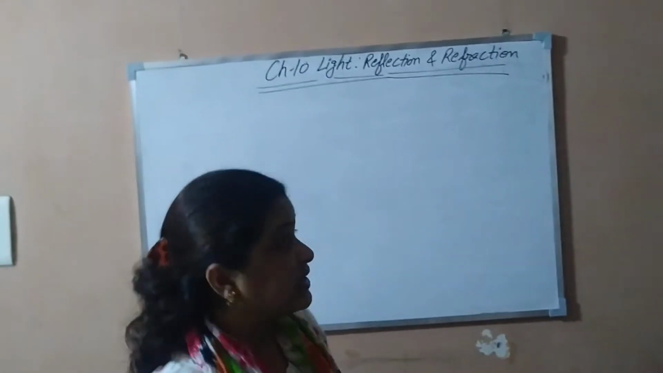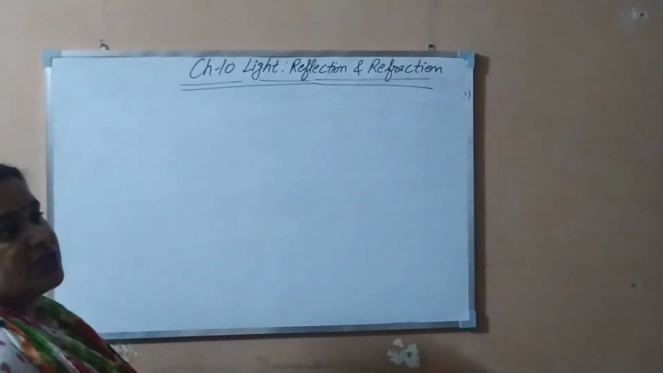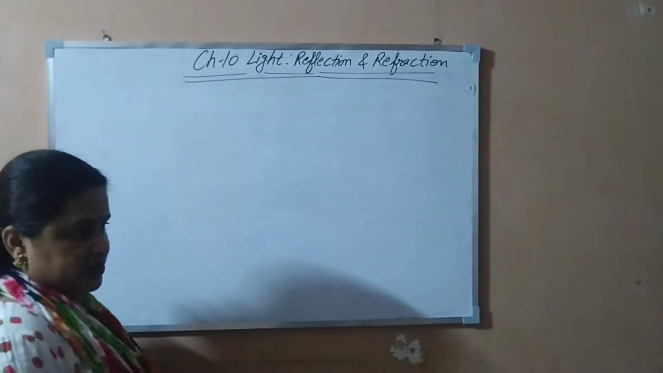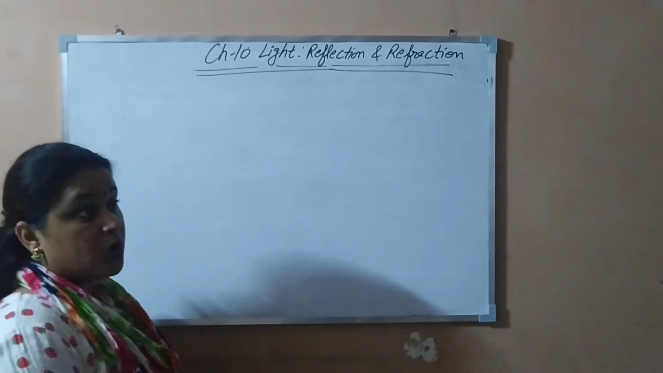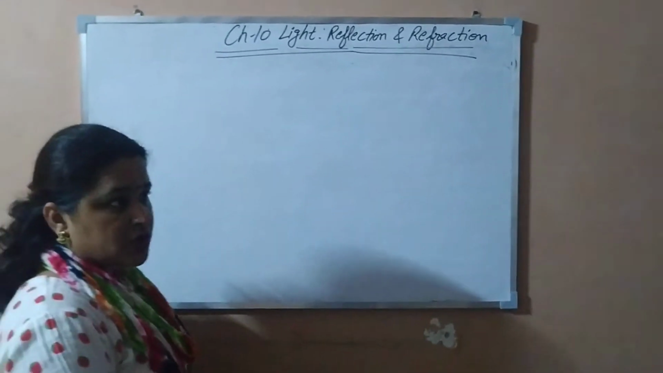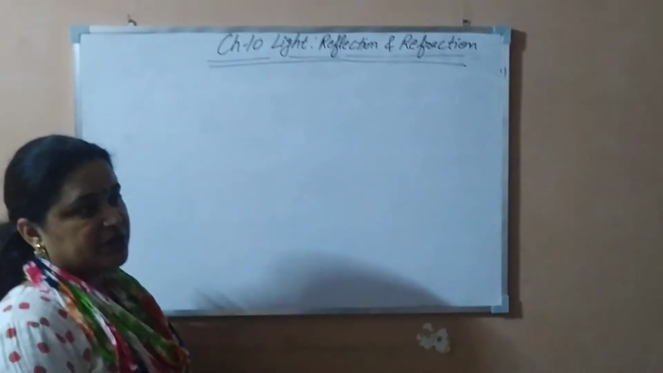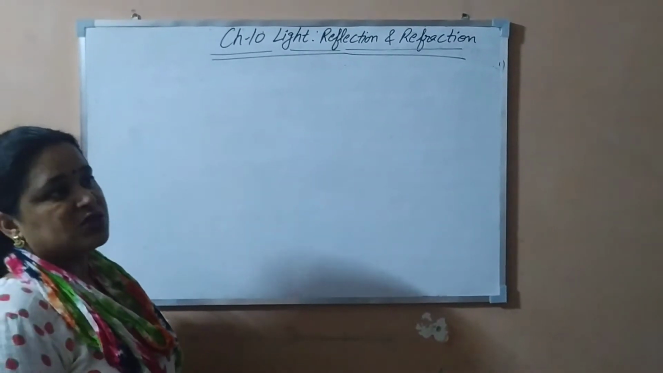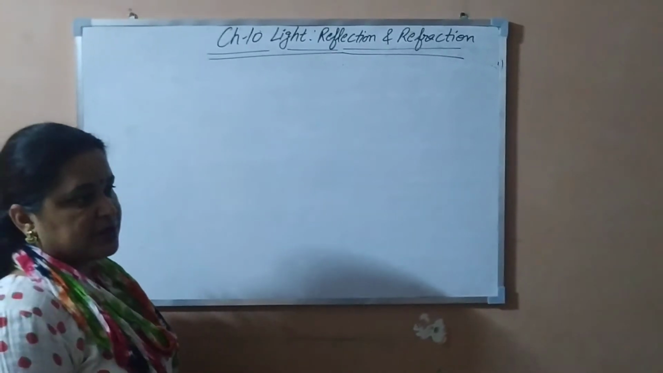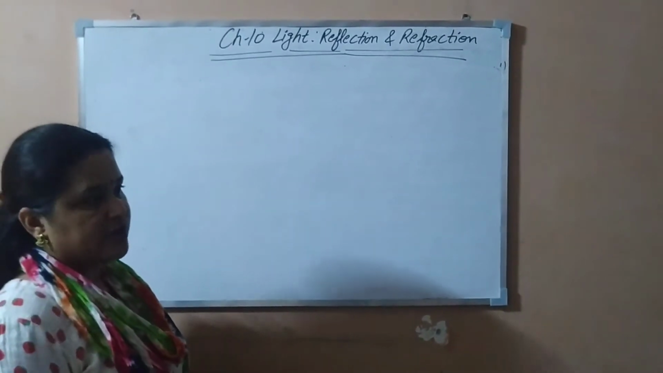In the previous lecture, we have done the various terms related to spherical mirrors. We have done center of curvature, radius of curvature, pole of the mirror, and aperture of the mirror. So today we will do the principal focus of the spherical mirrors, that is the concave mirror and the convex mirror.